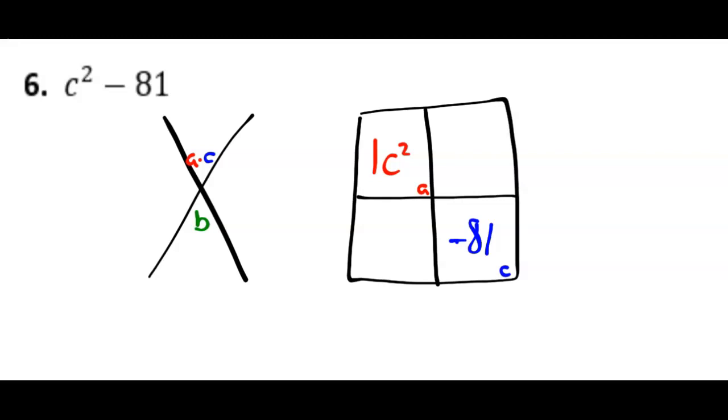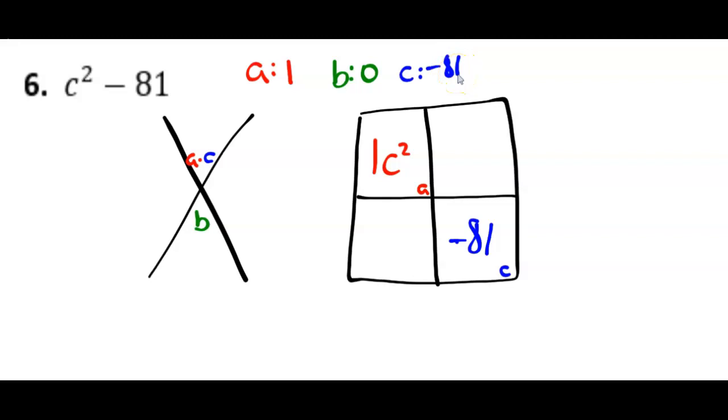Okay, so what's my A, what's my B, what's my C? Well, my A is c squared. A is going to be 1. My B is going to be, wait, there's not a c, so my B is going to actually be 0. And my C is going to be negative 81. I'll move that in a minute.